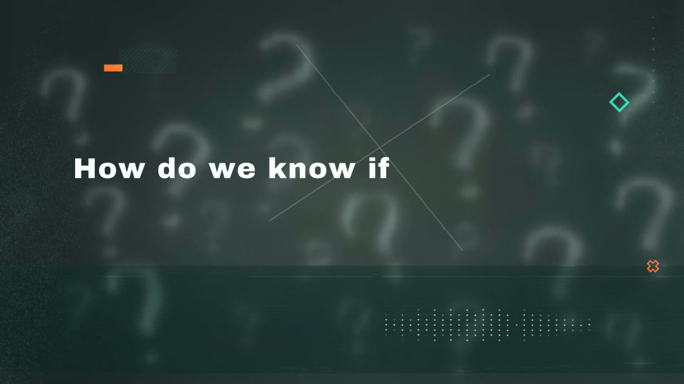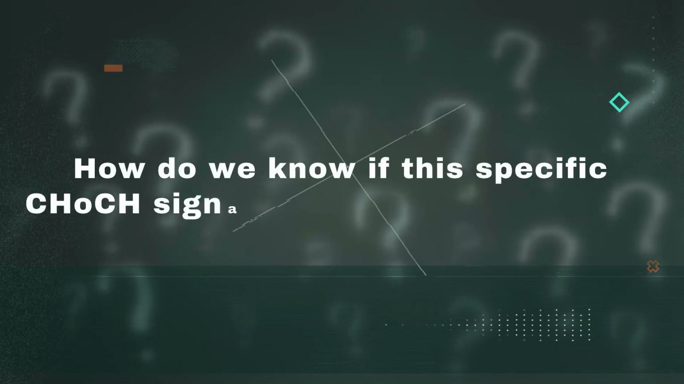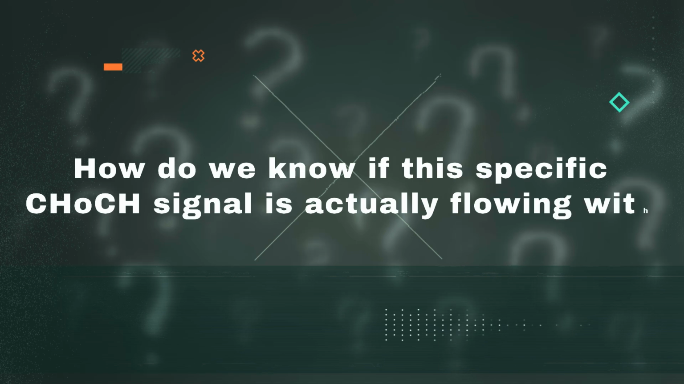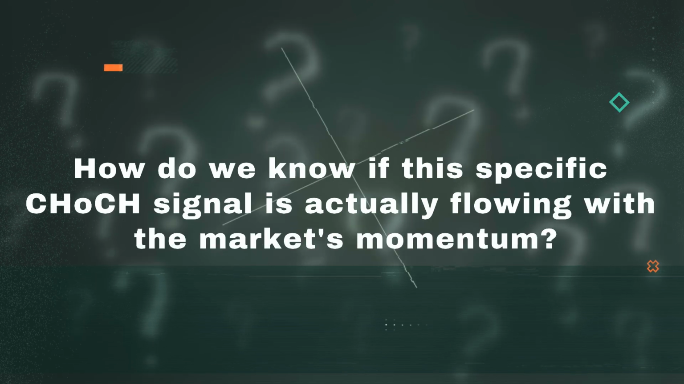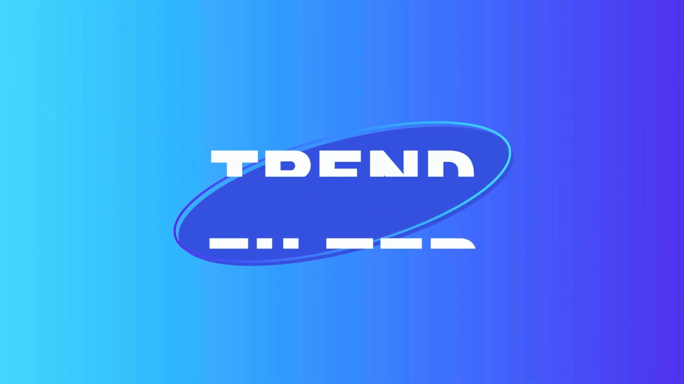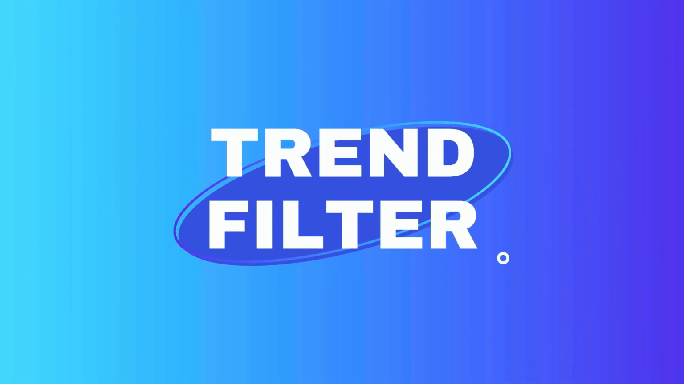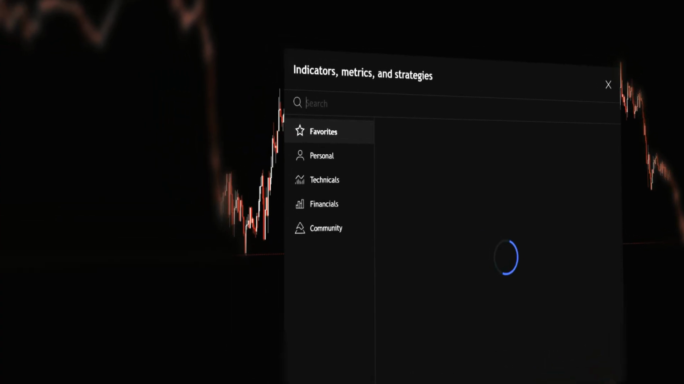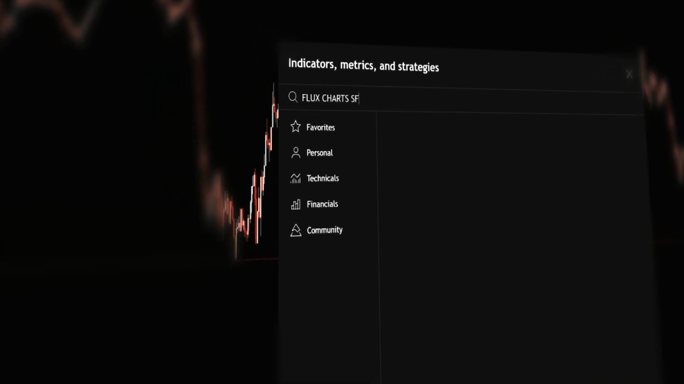So the real question is, how do we know if this specific change of character signal is actually following the market's momentum? This is where adding a simple trend filter is an absolute game changer. It helps us answer that one critical question. Are we swimming with the current or against it? For this, I like to use a second tool called the Flux Charts SFX Algo.